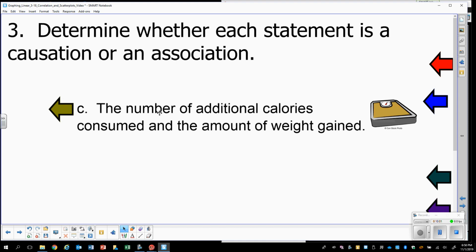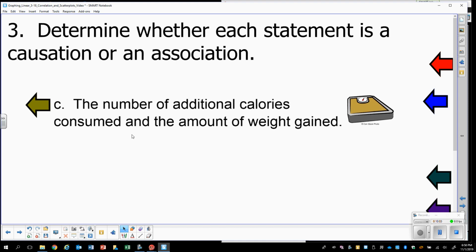Looking here, it says the number of additional calories consumed and the amount of weight gained. Again, we can't necessarily say that there is causation here because there could be other factors such as being pregnant that could explain weight gain.